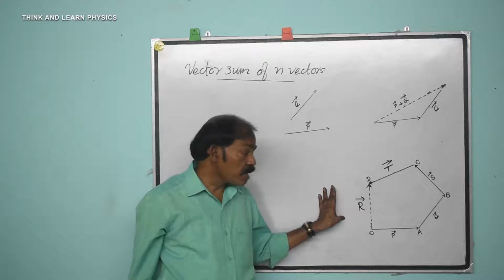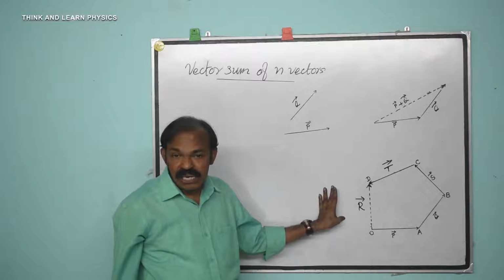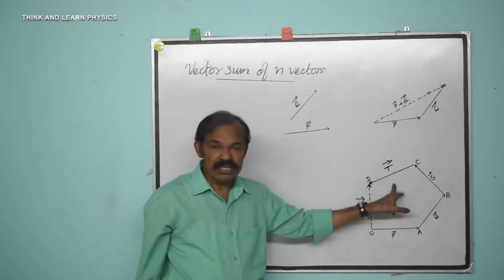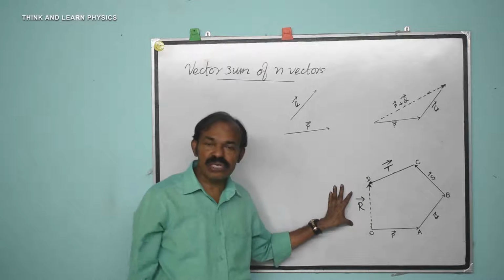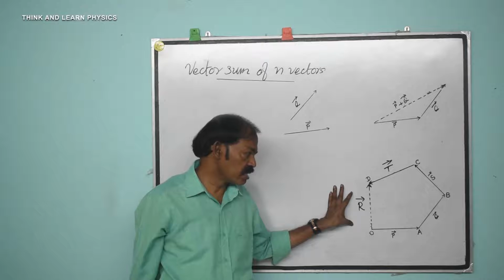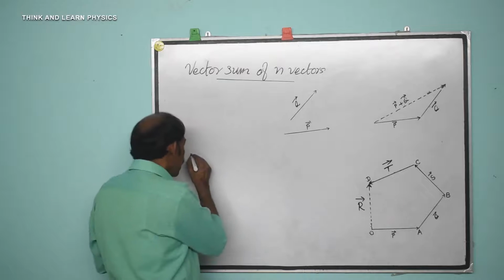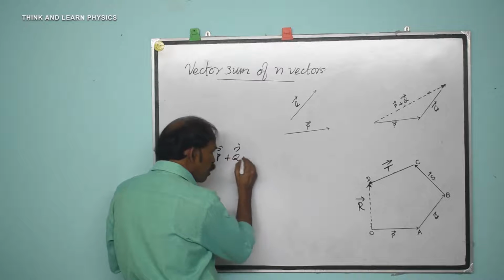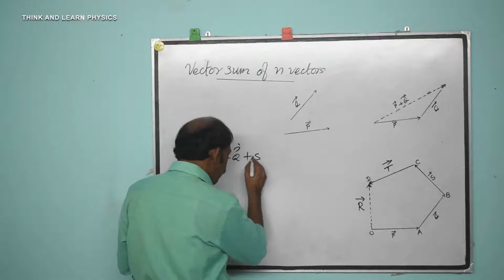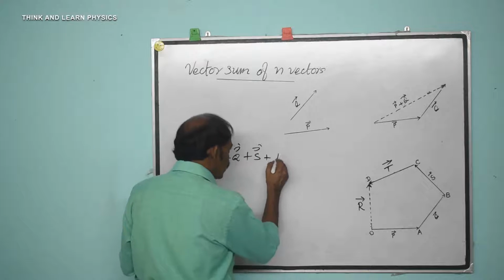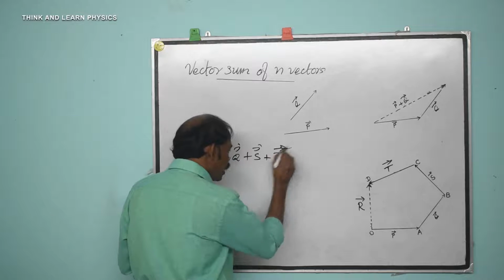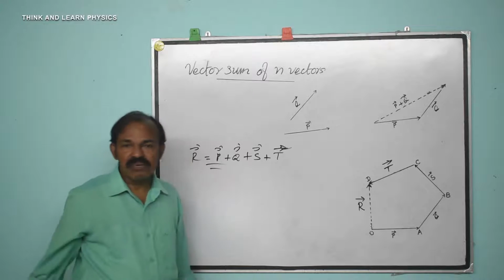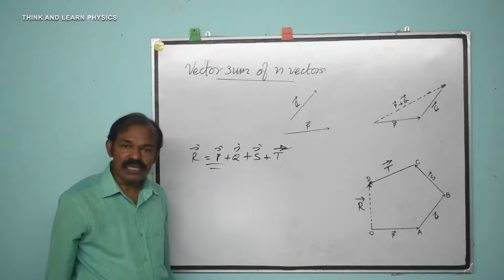That means if we represent a number of given vectors by the corresponding sides of a polygon taken in the same order, then the closing side of the polygon taken in the reverse order represents their resultant in magnitude and direction. That means from this figure we can write R vector as P vector plus Q vector plus S vector plus T vector. So this is the resultant vector given by the polygon law of vector addition.